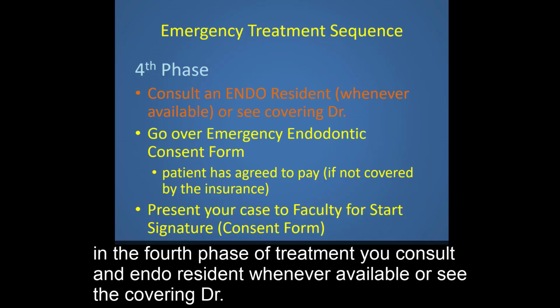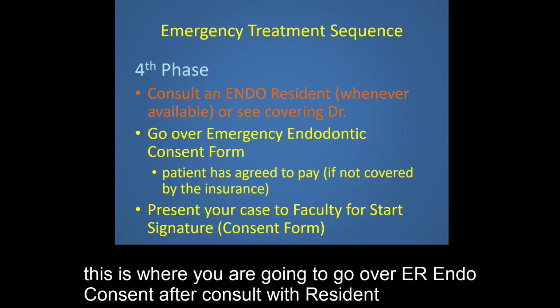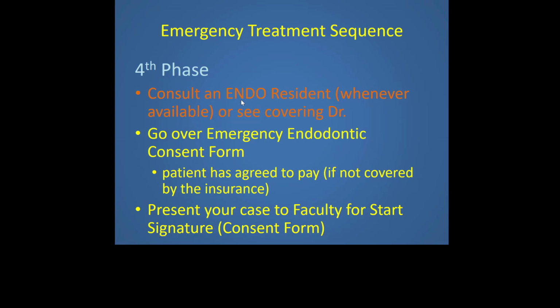In the fourth phase of treatment, you consult an endo resident whenever available or see the covering doctor. This is where you're going to go over emergency endodontic consent form after you've consulted with an endo resident or the covering doctor. When you're going over the consent form, this is when you discuss the finances with the patient. Okay, if the patient has agreed to pay, if not covered by the insurance, you present your case to faculty for start signature.